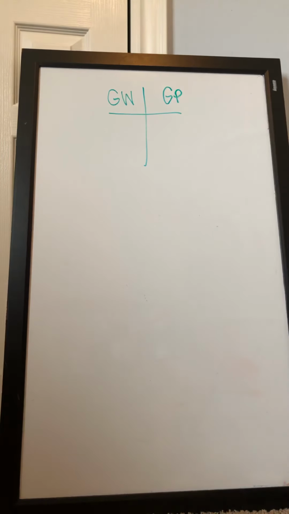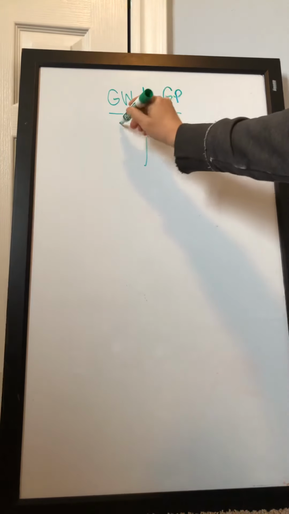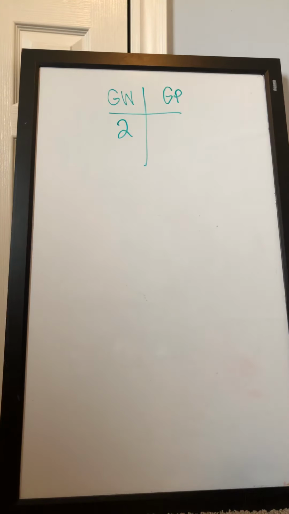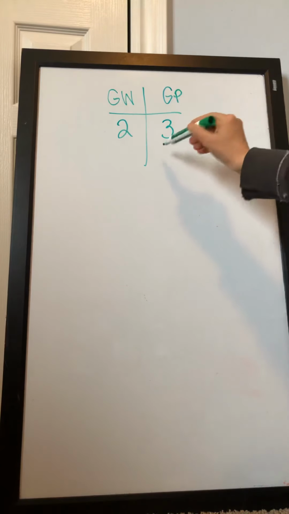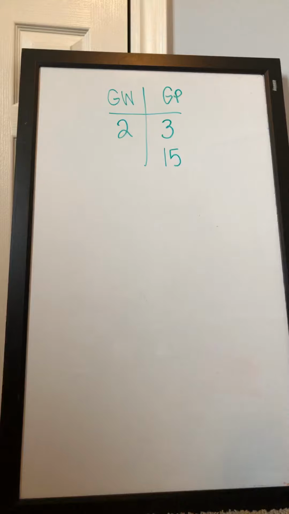So the question for number 7 says a basketball team won 2 out of every 3 games they played. So in my table, I'm going to label it games won and games played. So when it tells me that the team won 2 games, it tells me that I've played 3 games. Okay? Now, it also then tells me that the team played a total of 15 games. So I'm looking at games played, and the total is 15. The question asks me then, how many games did the team win?